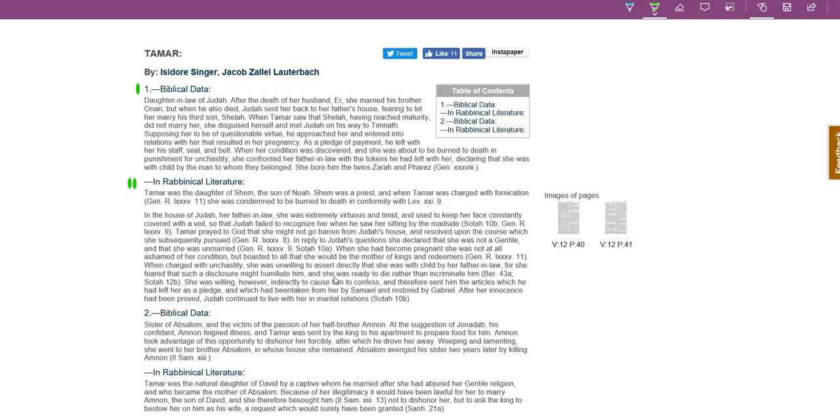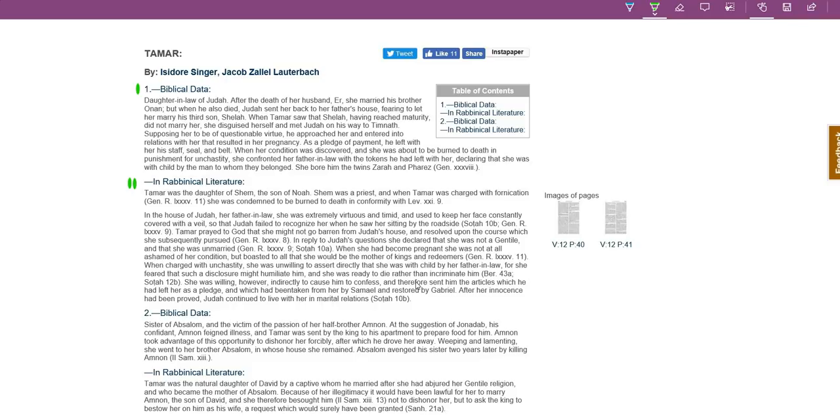Okay, listen to what she boasted, and this is in... This says where it's at, okay? She boasted to all that she would be the mother of kings and redeemers. Now that's something to say, isn't it? So when charged with unchastity, she was unwilling to assert directly that she was with child by her father-in-law. She didn't want to go and humiliate him. She was really ready to die rather than incriminate him.